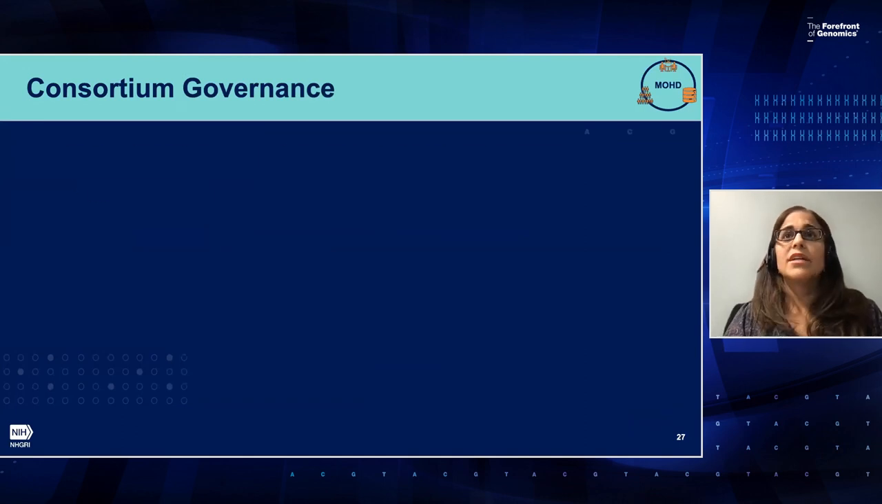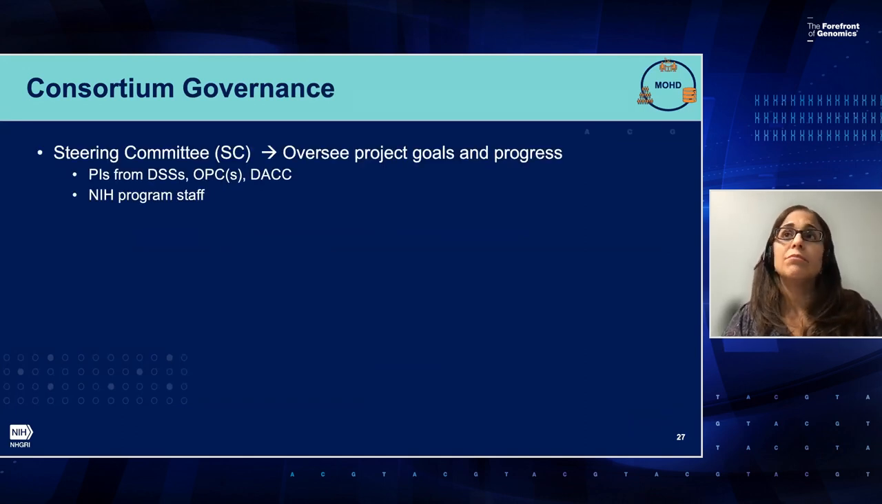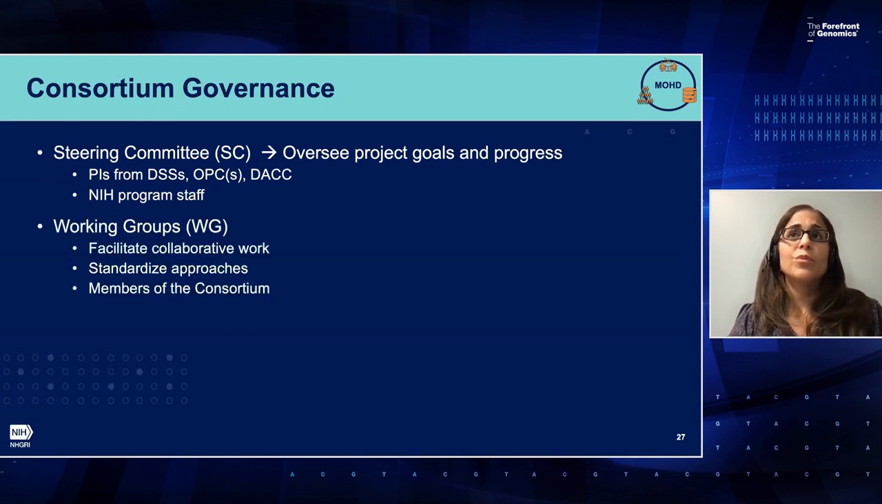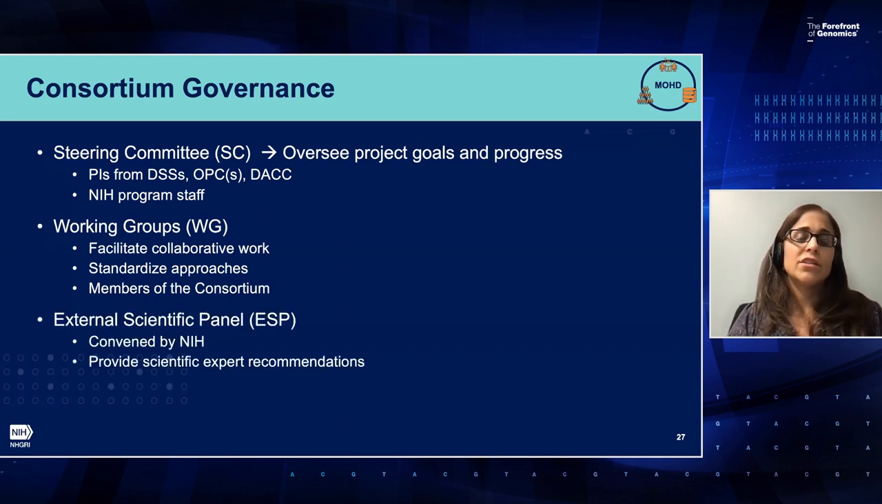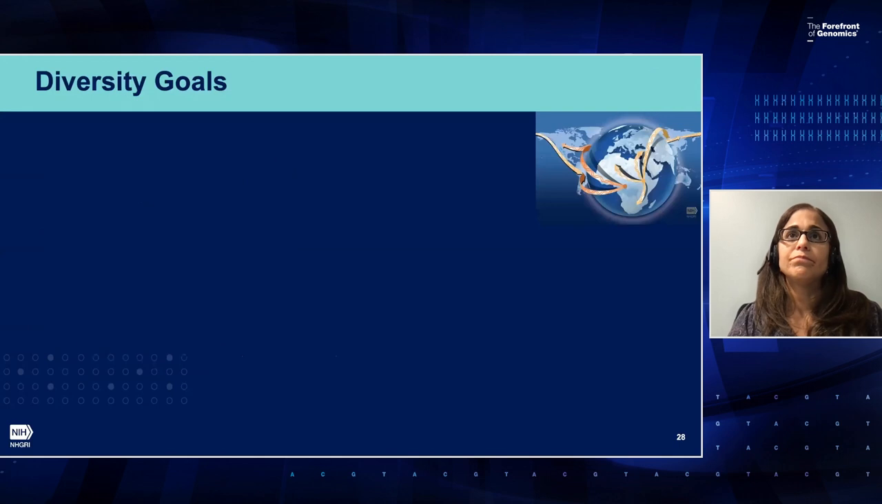In terms of governance, a steering committee will be the main body that will govern the consortium. It will guide the overall scientific direction, and it will be composed of the PIs from all the sites and centers, as well as NIH program staff. As noted earlier, working groups will be created to facilitate collaborative work. And finally, an external scientific panel will be created to provide input on performance, priorities, and overall progress.